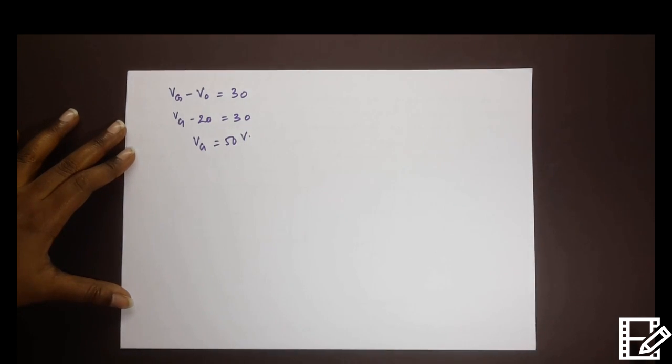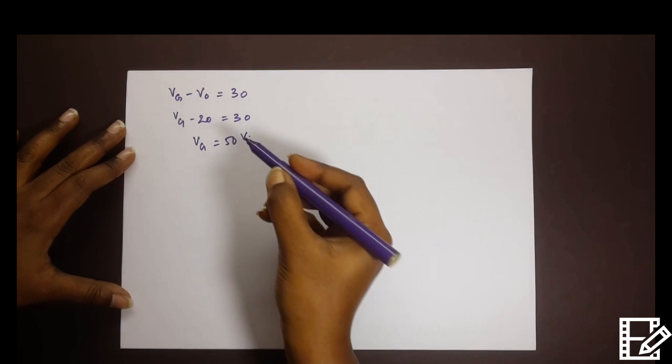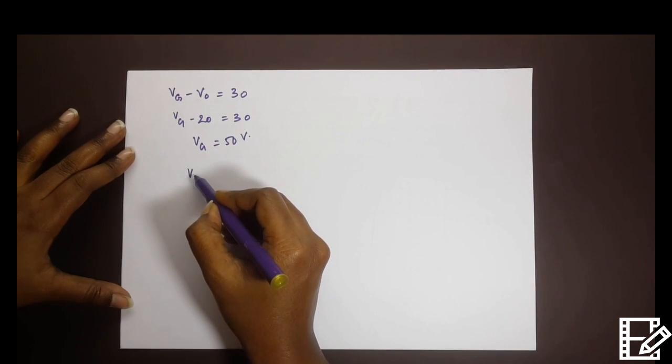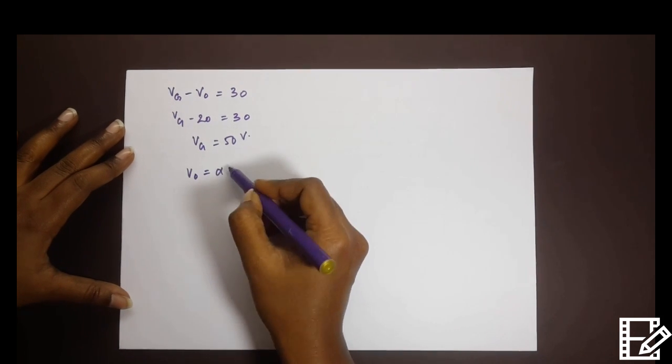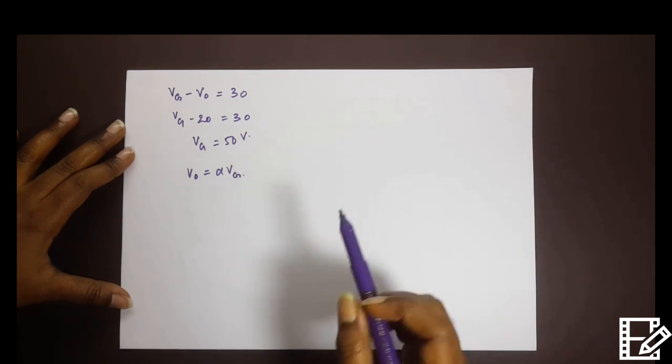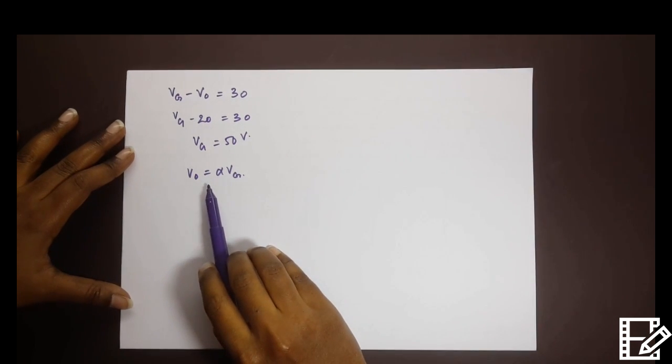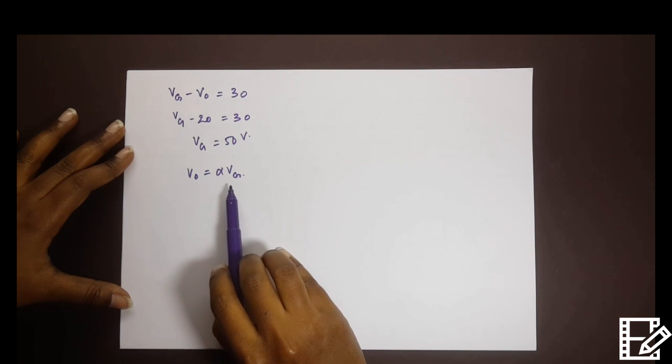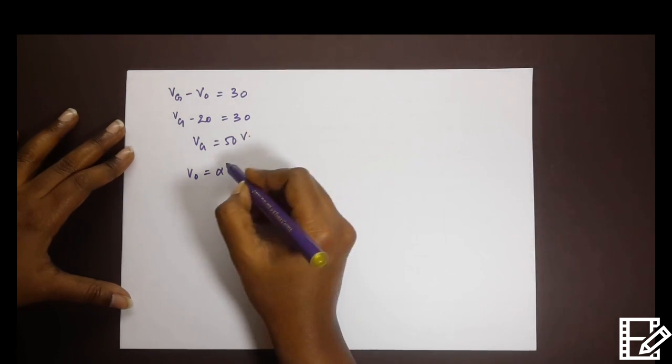Now because the question asks us about the duty cycle, here is a standard equation: V0 is equal to alpha VG. Output voltage is equal to the product of the duty cycle times the source voltage. So alpha is the duty cycle. This is what we need to find.